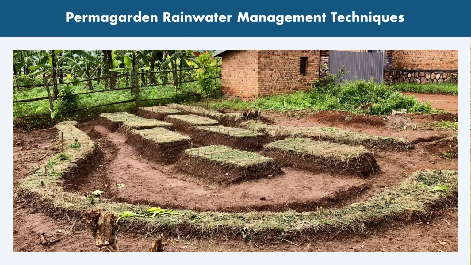So, we've reviewed why it is important to work on contour and how we can use an A-frame to guide us. Now, let's look at the 3 key techniques that use contours to slow, spread, and sink rainwater into our soils so it can be used by our permagardens.